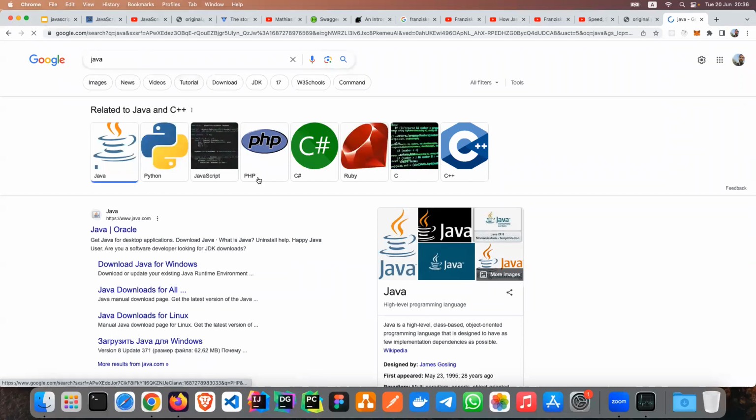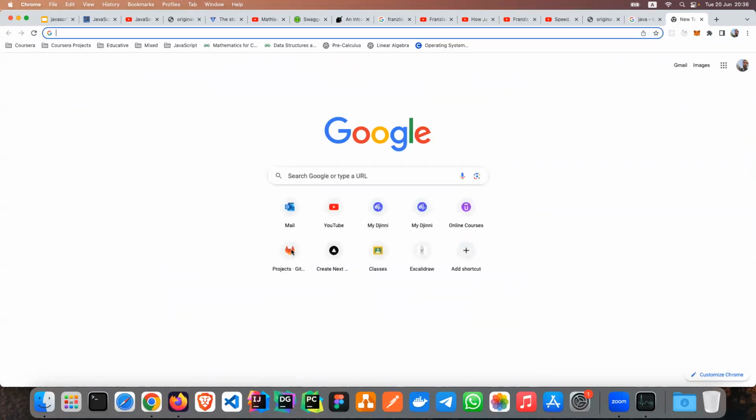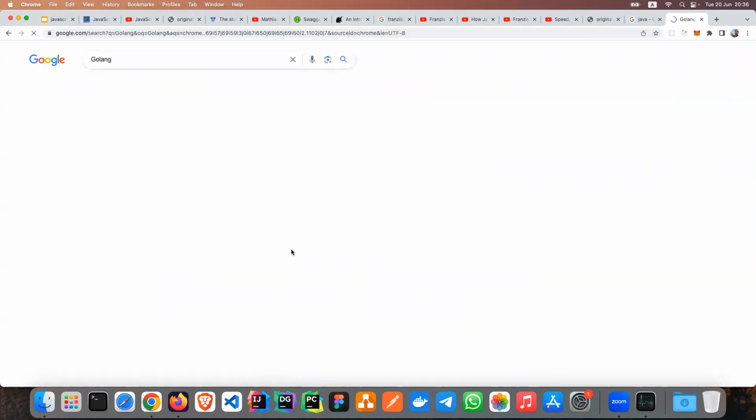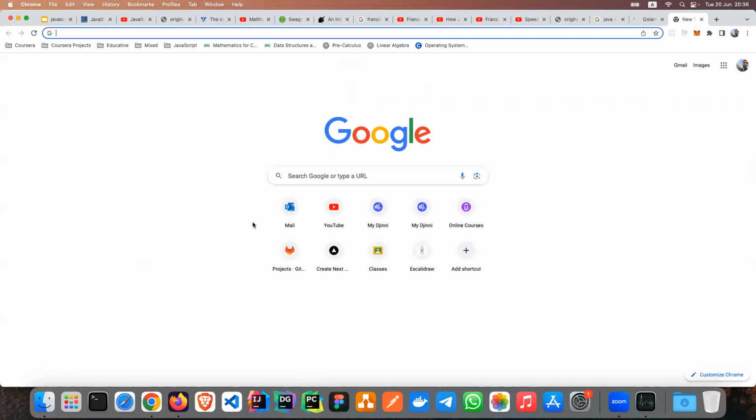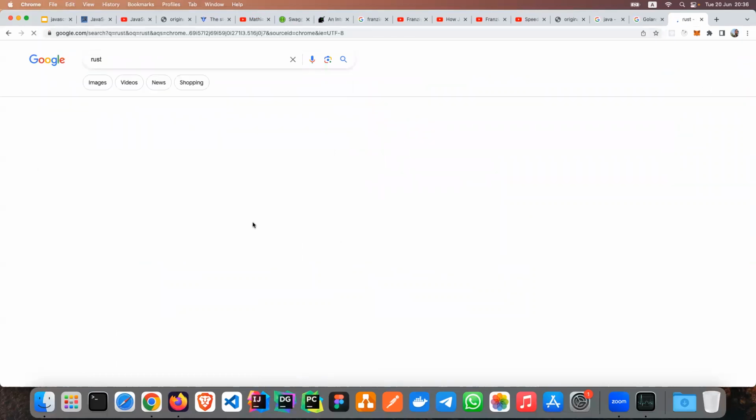We also have PHP. It's very popular on the web. Someone who wants to build a website or web application uses PHP. We also have C#. We have Ruby. We have Python. We have, for example, Golang, which is popular today. We have Rust, which is very popular today.